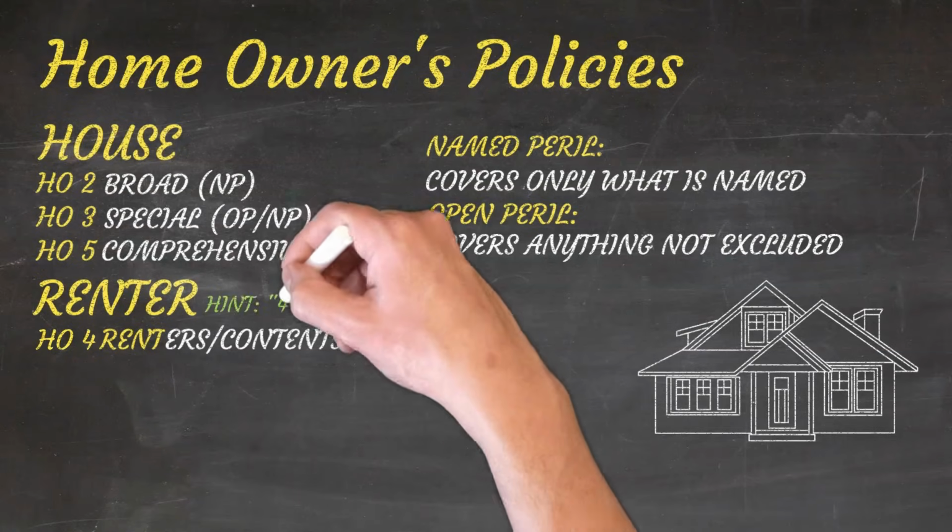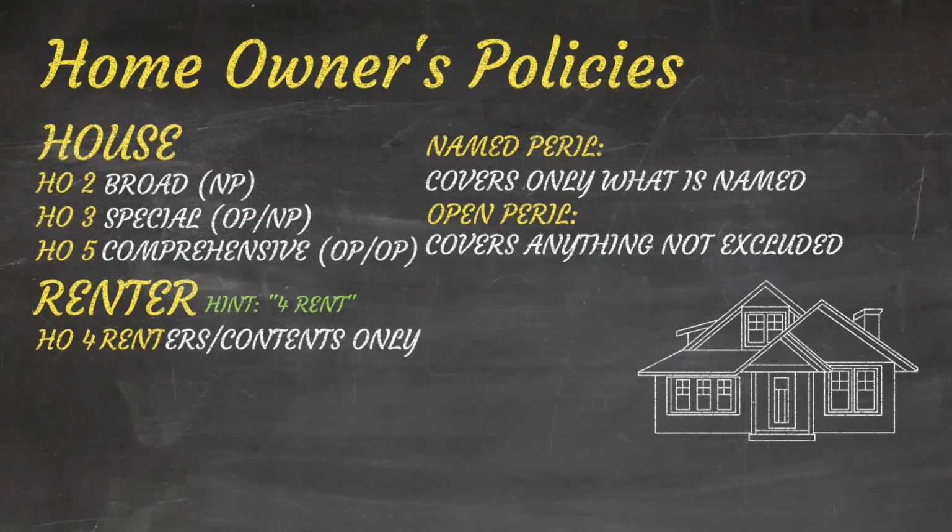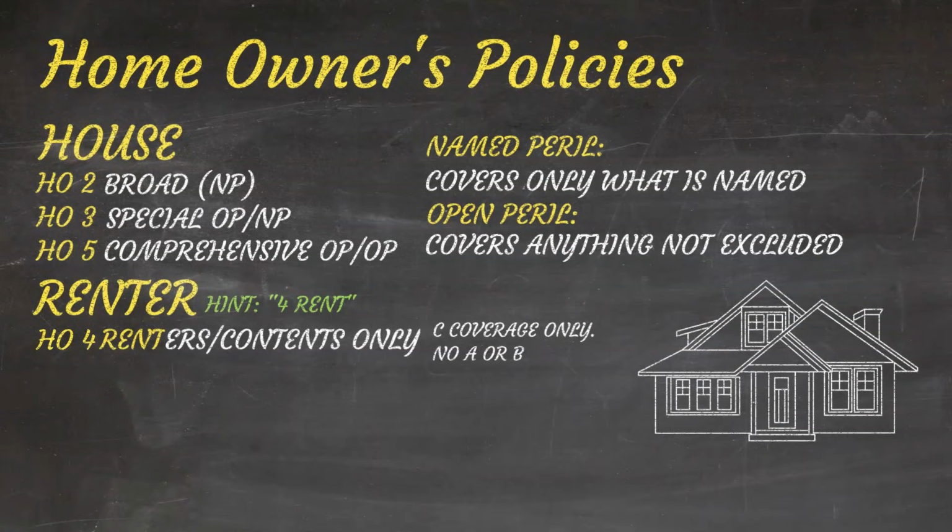And your memory trick there is for rent. So an HO4 is for renters, for rent. Now, since it is for rent, there's no coverage A or coverage B. And you need to go to the homeowners coverage videos if you need help with knowing those.